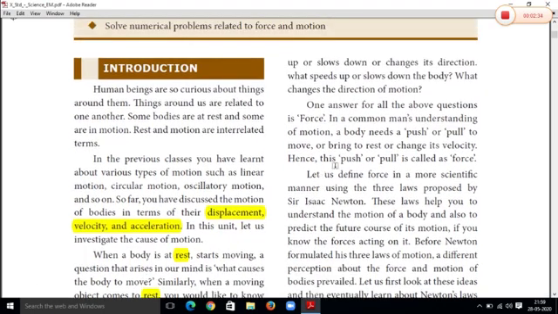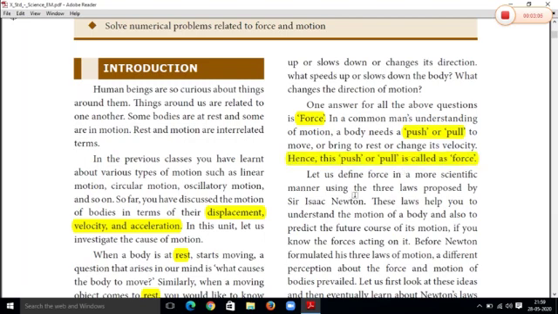From this, a question arises in our mind: what causes a body to move? What brings it to rest? What speeds up, slows down and changes the direction of motion of the body? There is only one answer to all the above questions, that is force. What is force? A body needs a push or pull to move, to be brought to rest, or to change its velocity. This push or pull is called force.